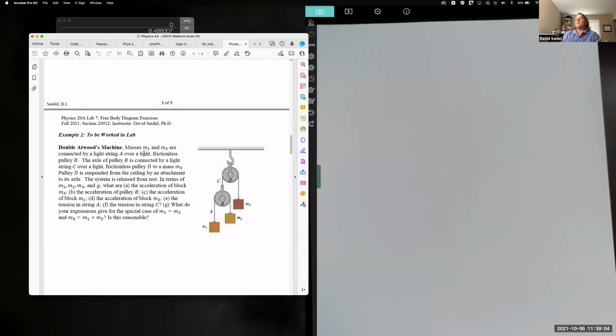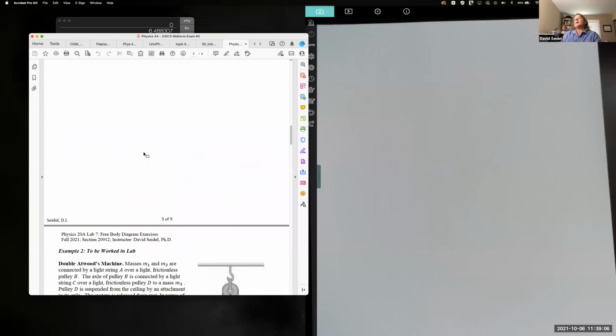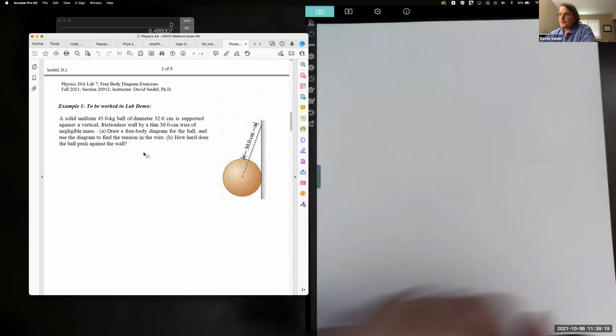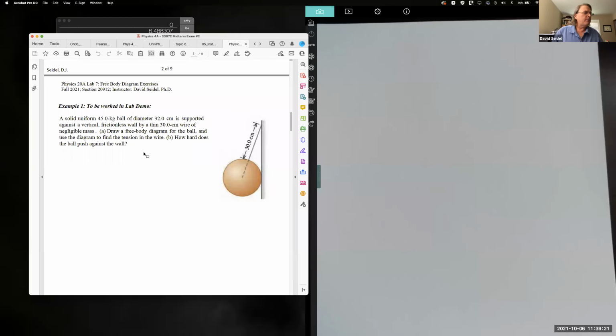I'm going to do a couple of examples first. Example 1 and example 2. Some that are a little bit more difficult. Okay. Now, especially the second example is more difficult. So let's start with the first example.